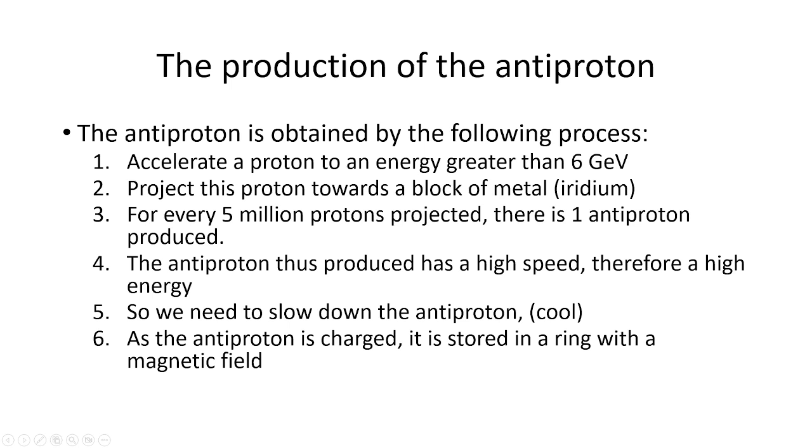The production of the AntiProton. The AntiProton is obtained by the following process. 1. Accelerate a proton to an energy greater than 6 GeV. 2. Project this proton towards a block of metal, iridium. For every 5 million protons projected, there is 1 AntiProton produced.